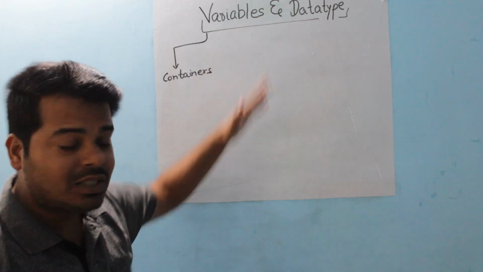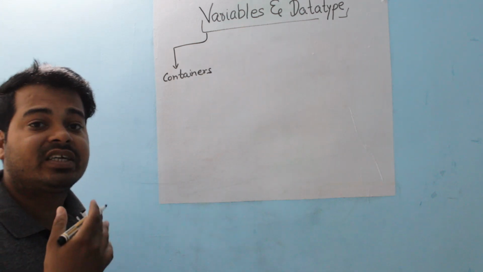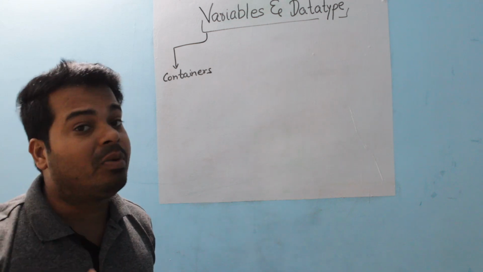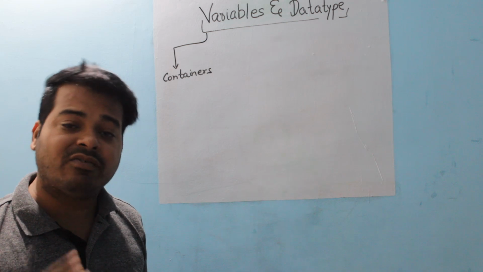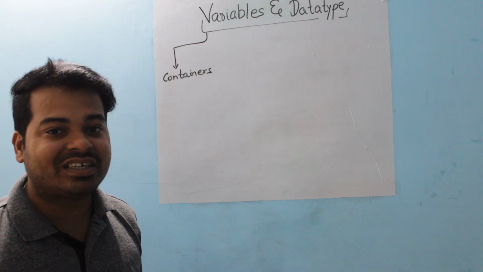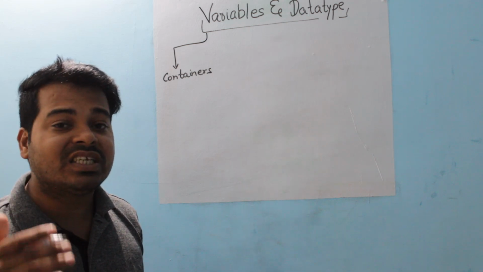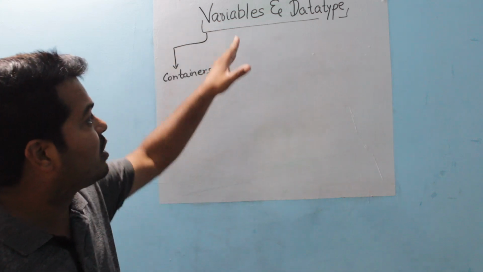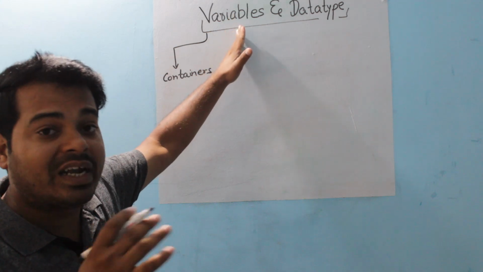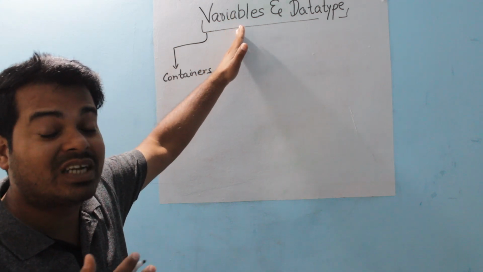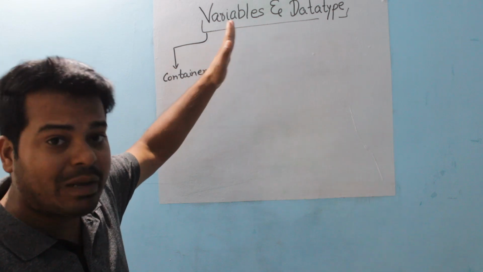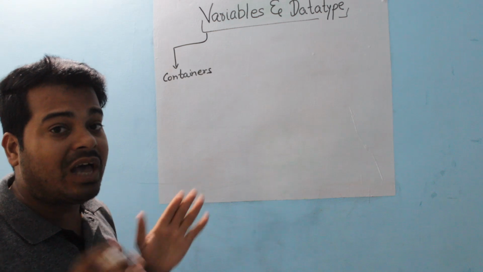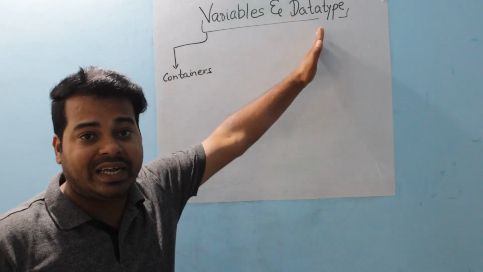Talking about variables, we have different types. The types are local variables and global variables, and in global variables we have two types: one is static variables and another is instance variables. I will be covering the types of variables in the next video. In this video I will be just talking about variables and data types.